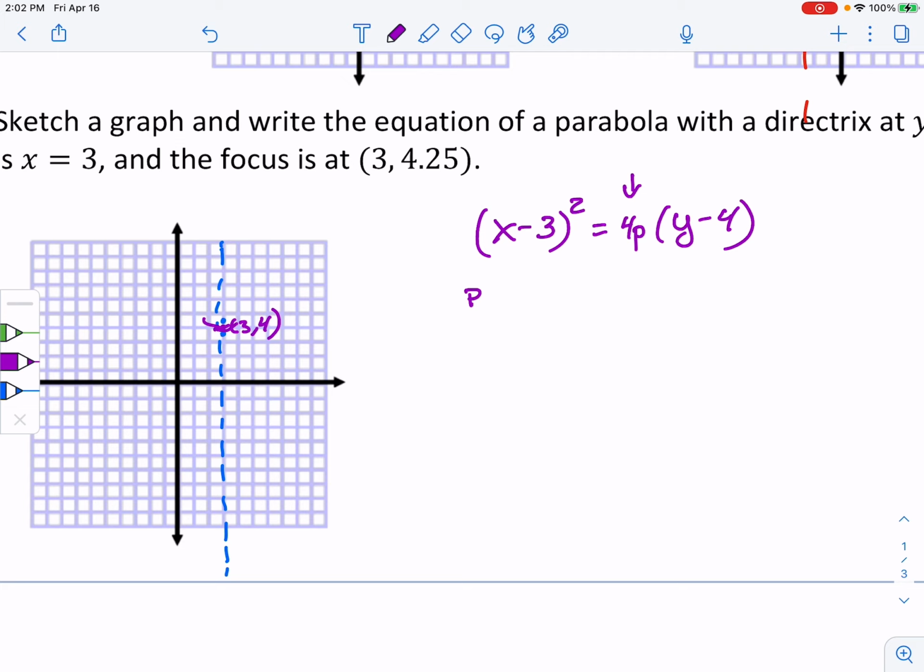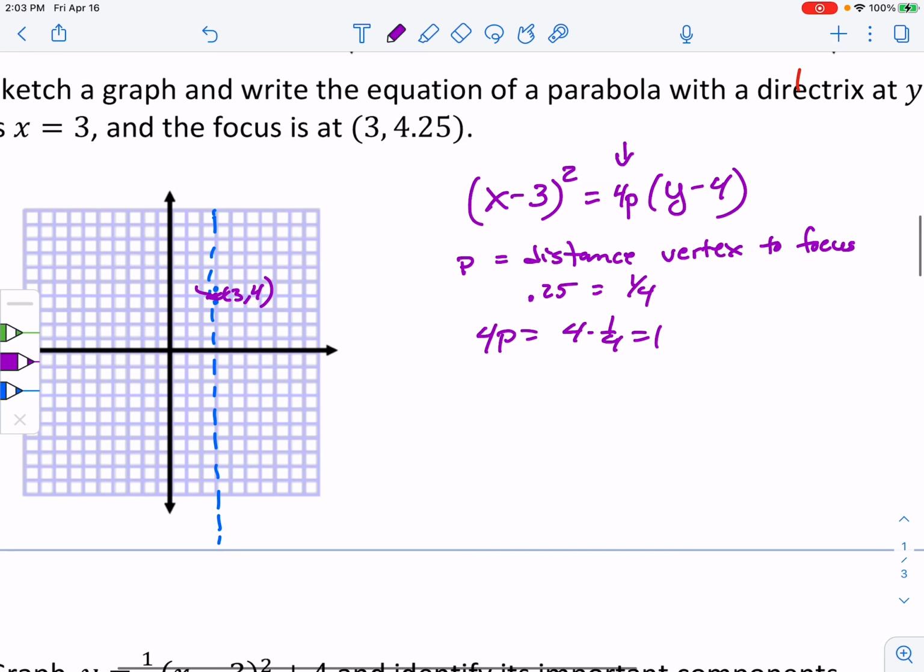Remember, p is the distance from vertex to focus, which is 0.25, which is 1/4. So 4p is equal to 4 times 1/4, which equals 1. So the equation for this parabola is (x minus 3) squared equals y minus 4.